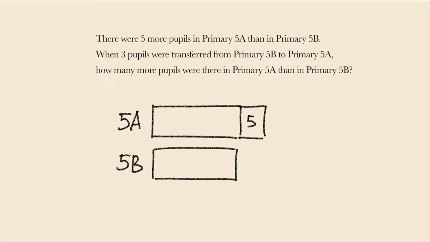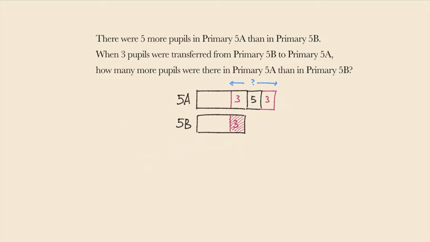So 5 more in 5A than 5B. So I'm going to show 3 being transferred from B to A. Now if I can draw 3 below, I can draw 3 above like this. Show that 3 is being transferred. Question, how many more in the end in 5A than 5B? So that is simply 2 3s and a 5.